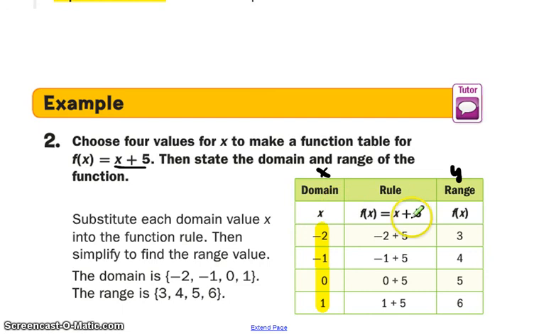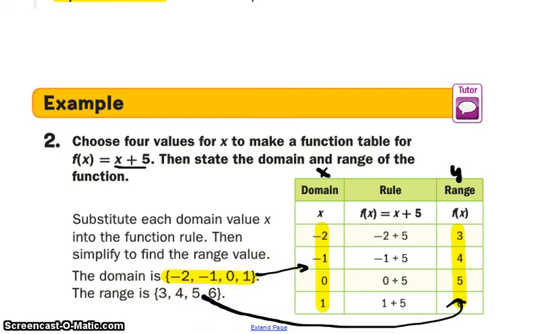So what you do is you plug that into your rule, so you have negative 2 plus 5, negative 1 plus 5, 0 plus 5, 1 plus 5. And here are your corresponding y's. When you simplify them, negative 2 plus 5 is 3. So this is a function table. We've done these before. And over here, here's your domain, which are your x's, and here's your range, which are your y's. Again, this is something that we've done in lesson 2, your domain and your range.